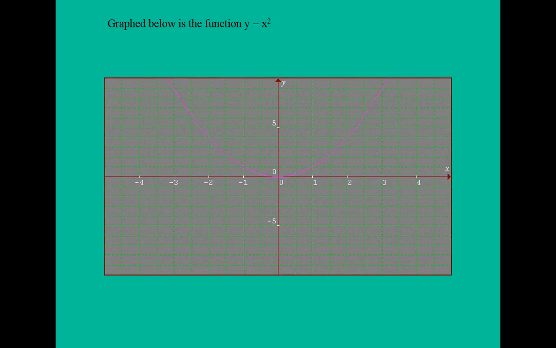So graphed below is the function y equals x squared. Let's look at the value of the derivative at various points. So we're going to graph the derivative function. Let's build a table of values. We'll have an x value, and then we're going to look for the associated f prime of x, the derivative of the function at that given x value.